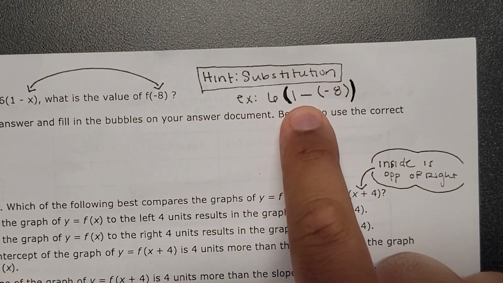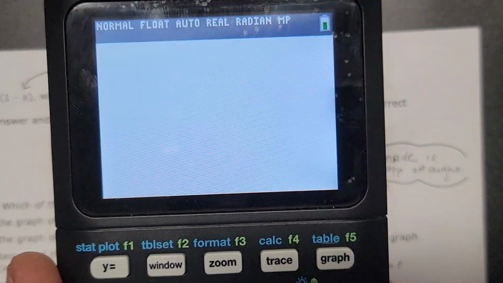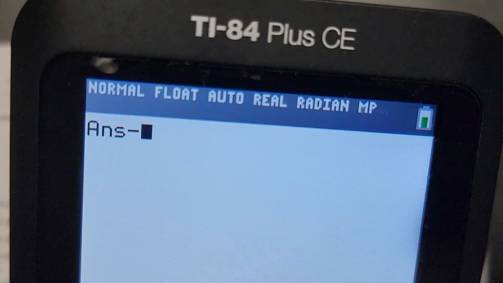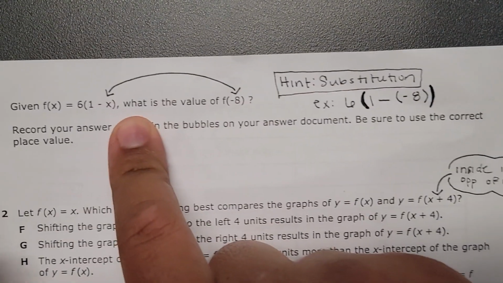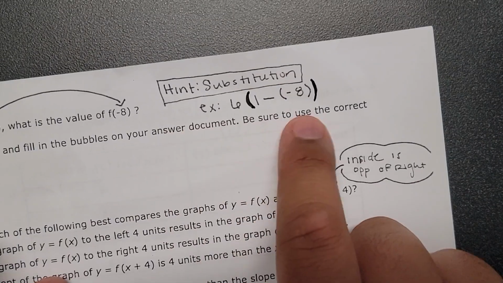There's a difference between the minus and the negative. So this is your minus key and the negative. It's two different sizes. So this is parentheses. These are the original parentheses in the problem. And then this is the parenthesis number.